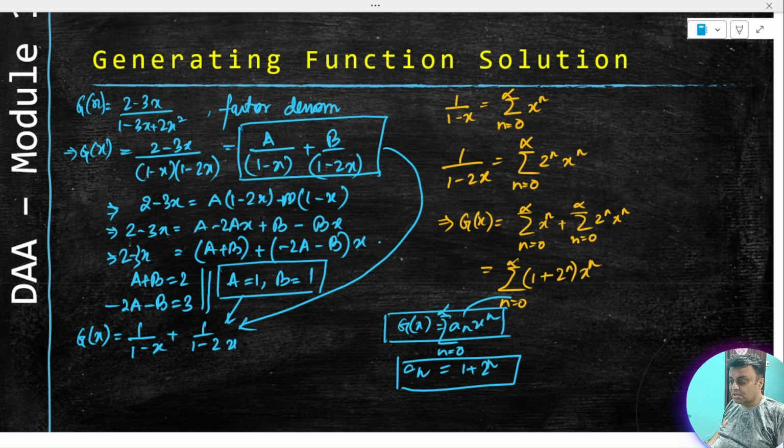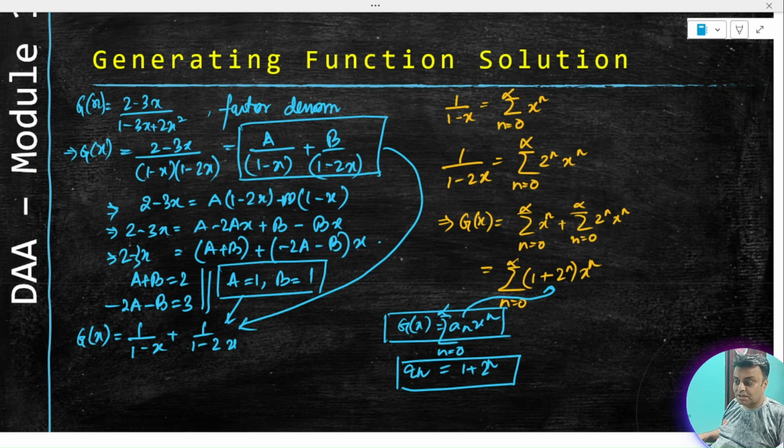Why? Because I just compared this with this equation, and this equation is actually of this format, a_n x^n. That's why I can write a_n equal to 1 plus 2 to the power of n by comparing the coefficients. And this is your solution of the recurrence relation through generating function.